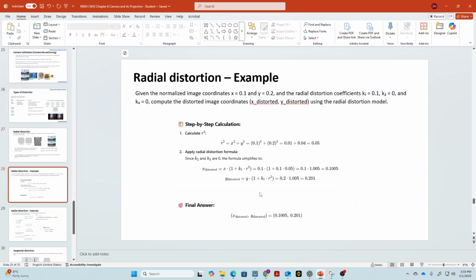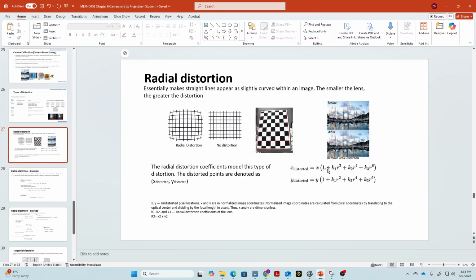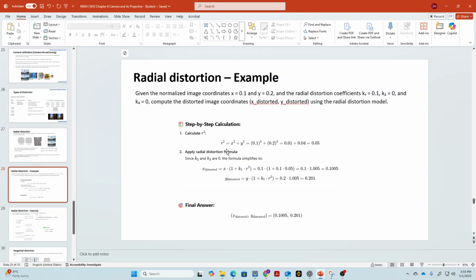Let's look at an example here. Given the normalized image coordinates x equal to 0.1 and y equal to 0.2, and the radial distortion coefficient k1 of 0.1, with nothing for the other coefficients, compute the distorted image coordinates x distorted and y distorted using the radial distortion model. This is the model for x distorted and y distorted. We just use the same formula and put the values in one by one. You have to understand that r^2 is equal to x^2 plus y^2. With x and y, you can calculate the value of r^2, then put all the values inside the formula. You can find x distorted and y distorted, which is the value of the distorted point.